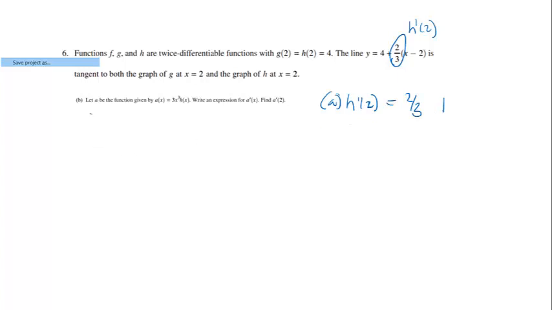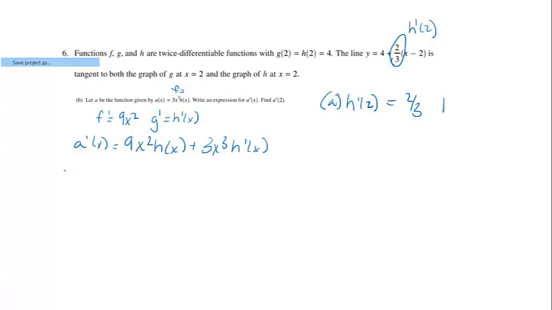All right, now part B says let a be the function given by a of x equals 3x cubed h of x. Write an expression for a prime of x, and then find a prime of 2. So they would like us to find the derivative of this. Hopefully you notice that it was a product rule. So we'll use f and g. F prime, the derivative of 3x cubed is 9x squared. G, the derivative of h of x will be h prime of x. So using the product rule, here we go. F prime times g, 9x squared h of x, plus f g prime, 3x cubed h prime of x.